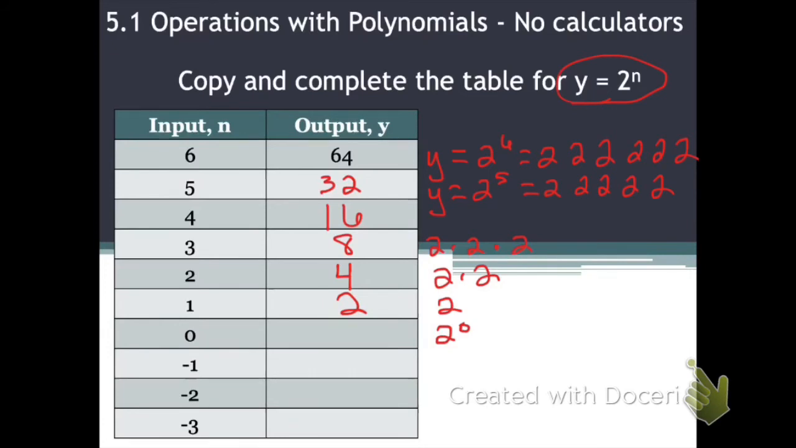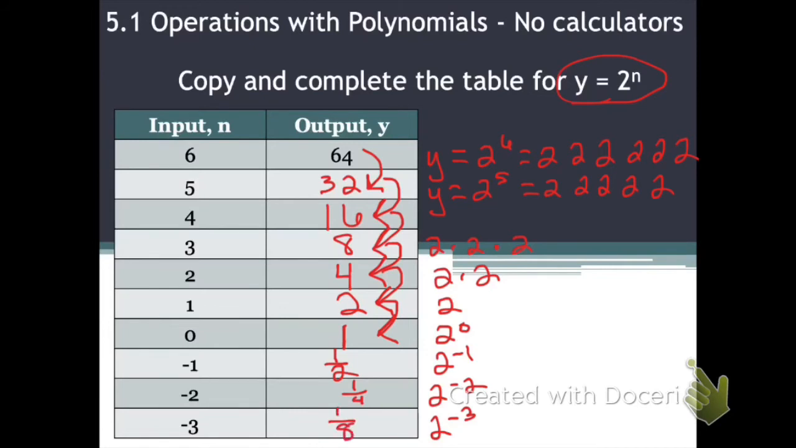So, that means 64 divided by 2 is 32. 32 divided by 2 is 16. 16 divided by 2 is 8. 8 divided by 2 is 4. 4 divided by 2 is 2. Well, 2 divided by 2, so 2 to the 0th power has to be 1. And then 1 divided by 2, so 2 to the negative 1st power has to be 1/2. And 2 to the negative 2nd power, divide that by 2, has to be 1/4. And 2 to the negative 3rd power has to be 1/4 divided by 2, which is 1/8.